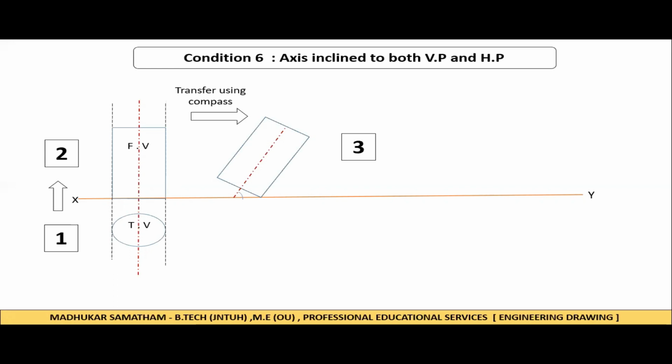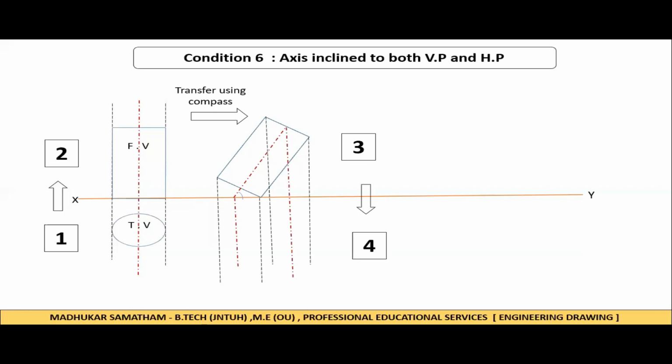Here we have transferred the inclination of the solid from step 2 to step 3 using a compass. So the first inclination is done. To get this inclination in the top view, we will extend lines from step 3 to step 4 downwards. Also we will extend the lines from the top view of step 1 to step 4 to form this solid. In this way the first inclination is done.